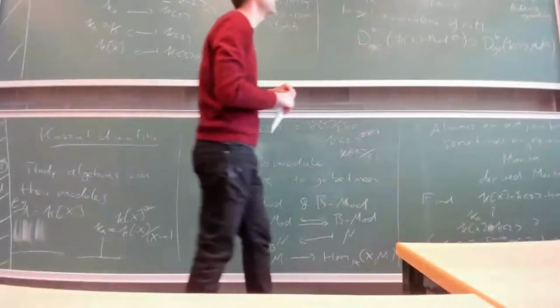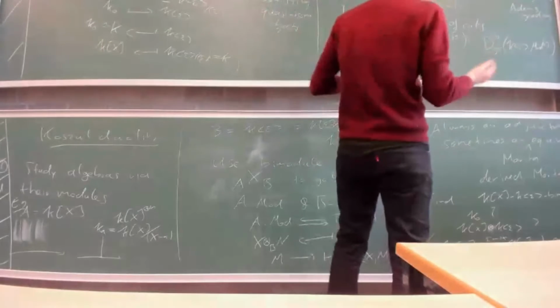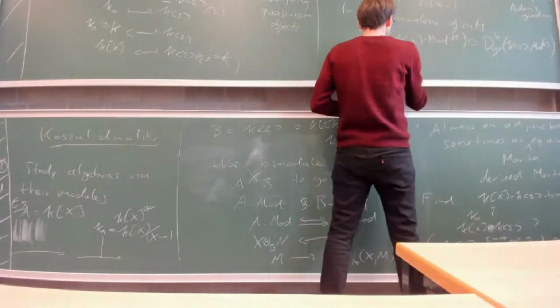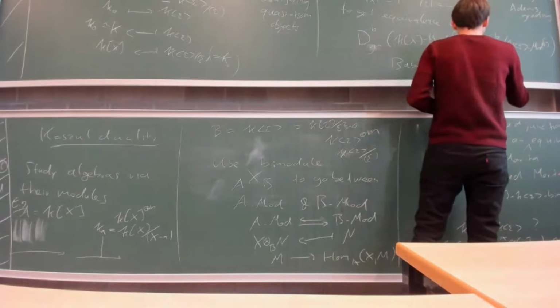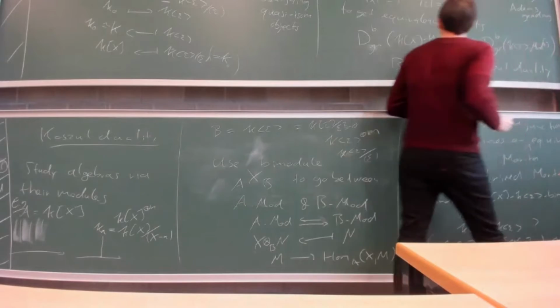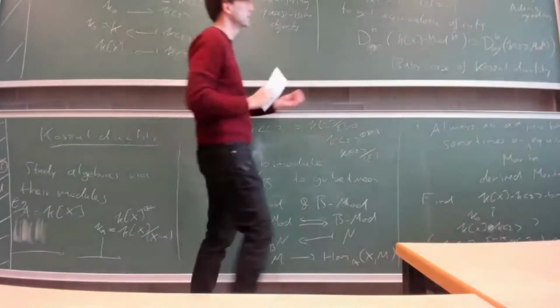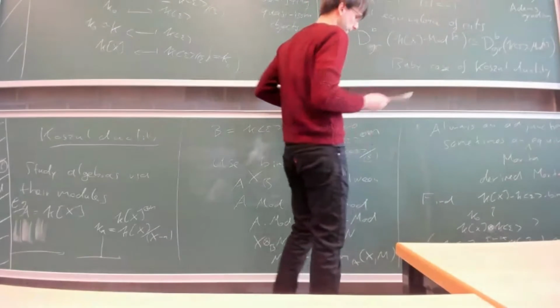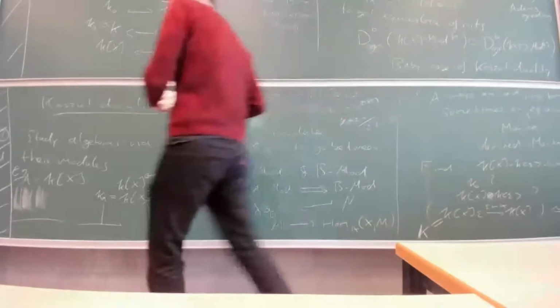Yeah, and these two gradings are very important in the Koszul duality story. Right. And so this is an example. This is sort of the baby case of Koszul duality. So it's an equivalence of module categories over certain algebras which are Koszul dual to each other. And I'll clean this board.